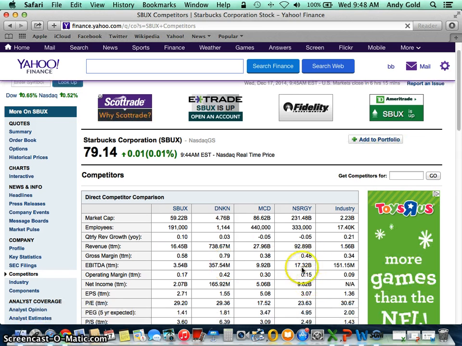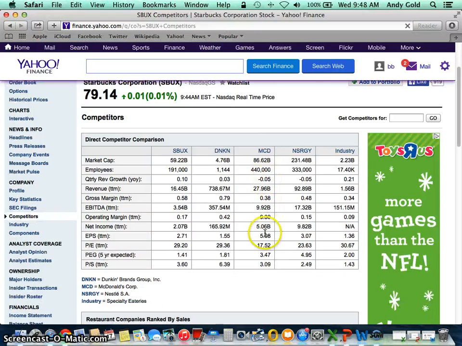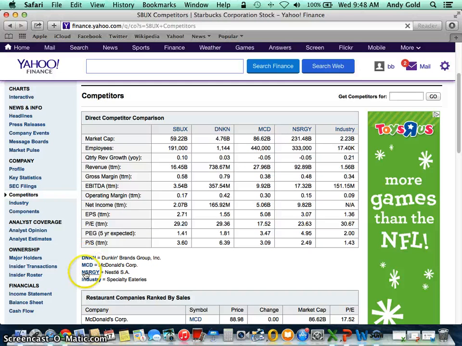If you don't know what the ticker symbols represent here at the top, I think you can guess, but if not, you can look at the bottom and it defines those ticker symbols for you. So you've got Dunkin' Donuts, McDonald's, and Nestle considered to be competitors to Starbucks.